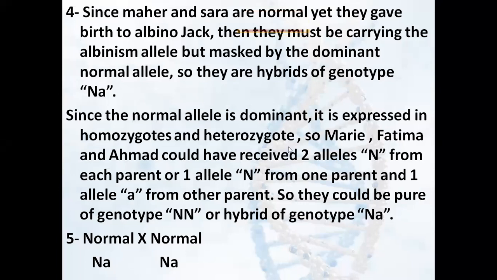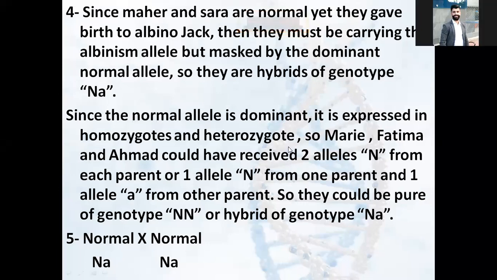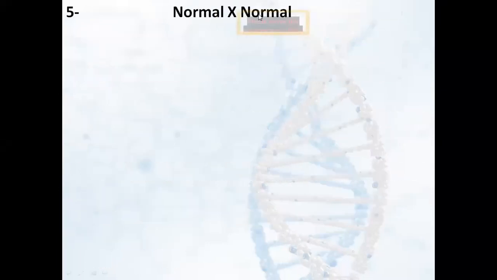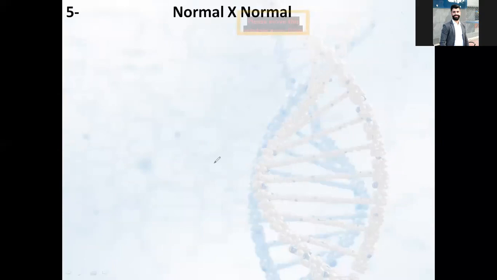So here, normal and normal. Part 5. Maher and Sarah, they are normal. Let's start with the factorial analysis. All of you pay attention to this. First of all, first step, Sarah, we start the factorial analysis with which step? Genotype? Phenotype, very good. So the phenotype of the parents. So first step, we start with the phenotype.